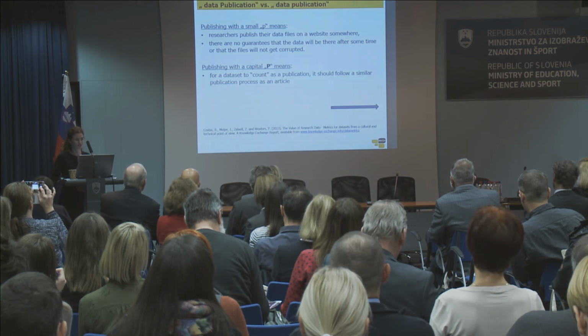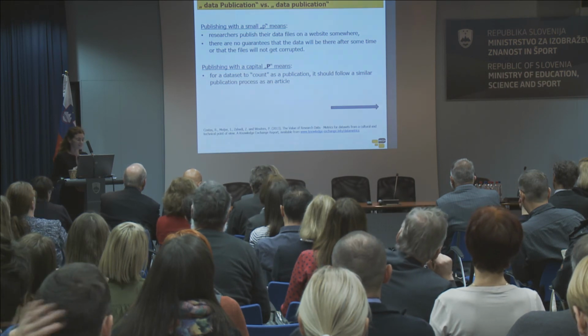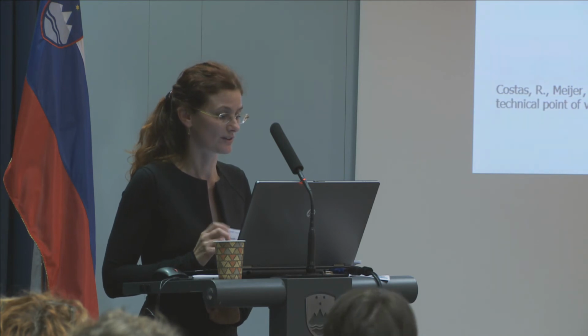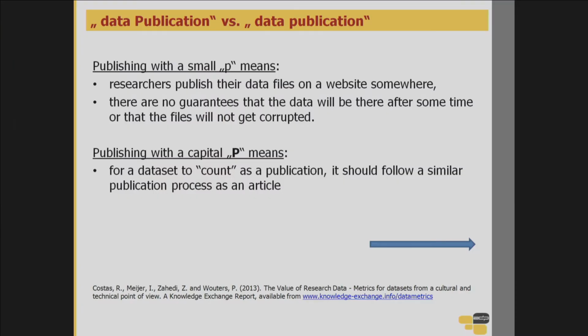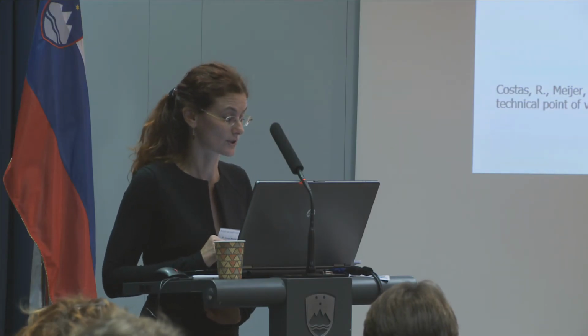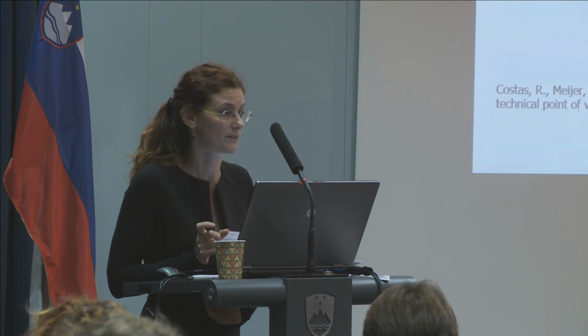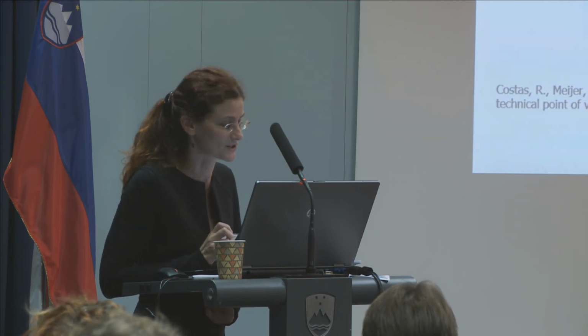So data publication is not always the same as data publication, so there are differences. A researcher can publish his or her data files wherever, on a project's website, institutional website, or wherever else, but there are no guarantees that the data will be there after some time or that the files will not get corrupted. So this would be, according to the Knowledge Exchange report, a publication with a small p. So this is not like a real publication. A publication with a capital P should follow a similar publication process as an article.